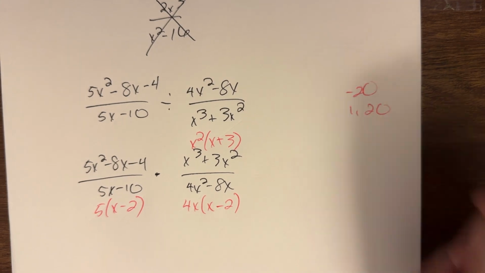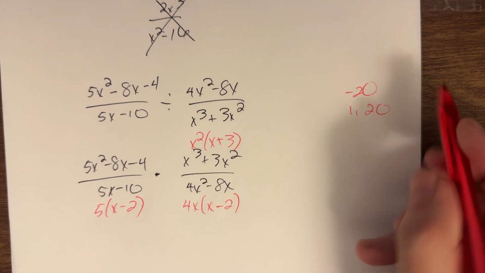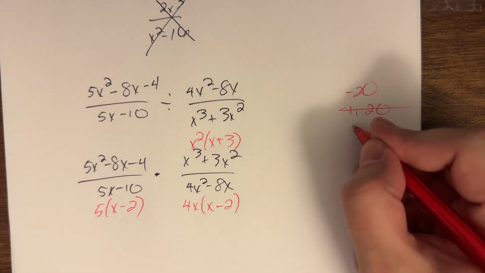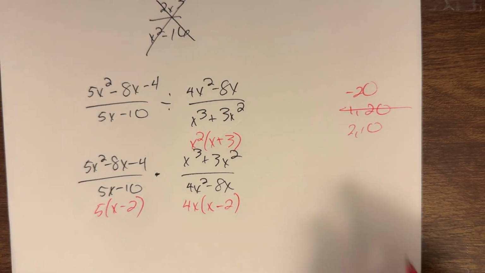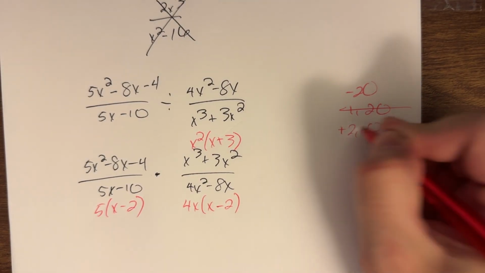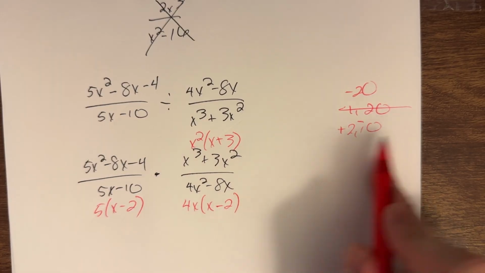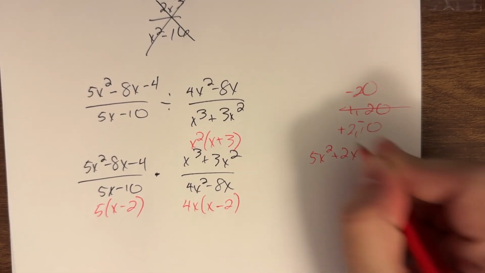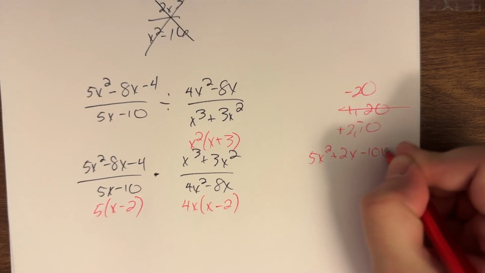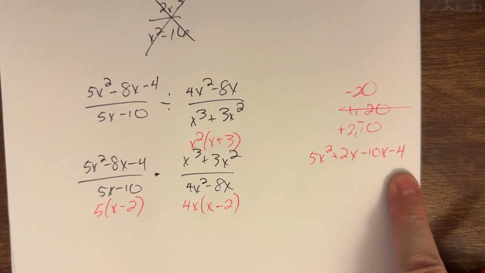I'll be methodical this time. 1 and 20. Nope, that subtracts to 19. 2 and 10. There we are. Subtracts to 8. I need it to be a negative 8. So a positive 2 and a negative 10. 5x squared plus 2x minus 10x minus 4.